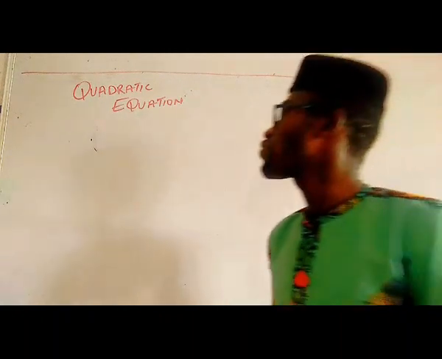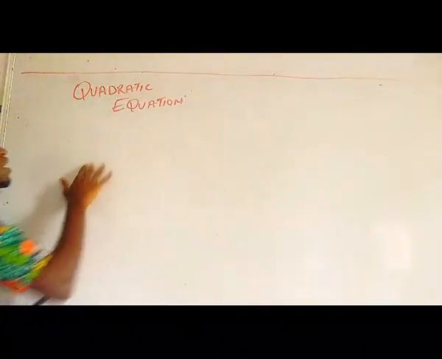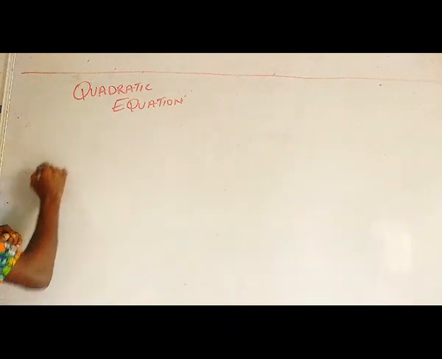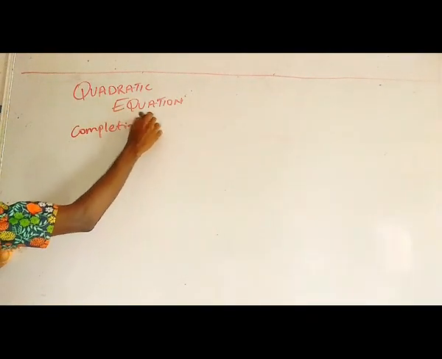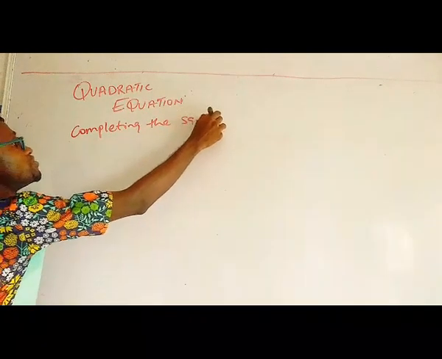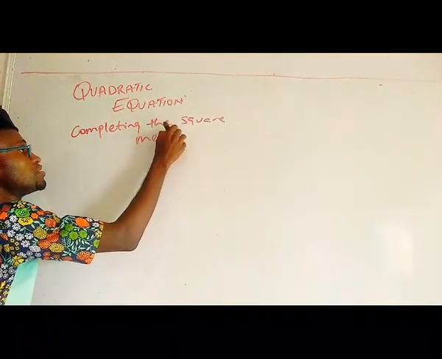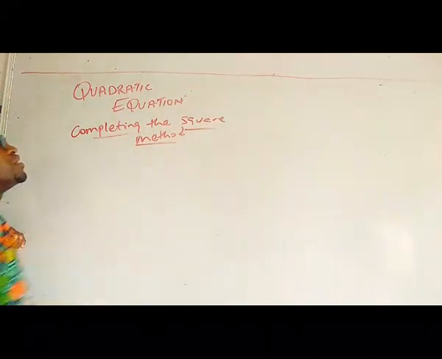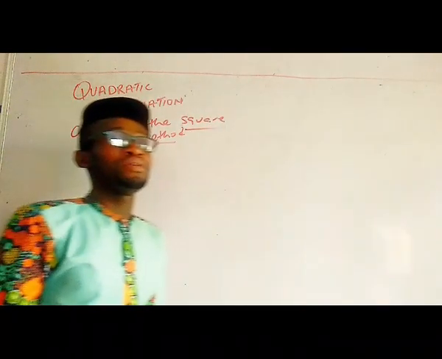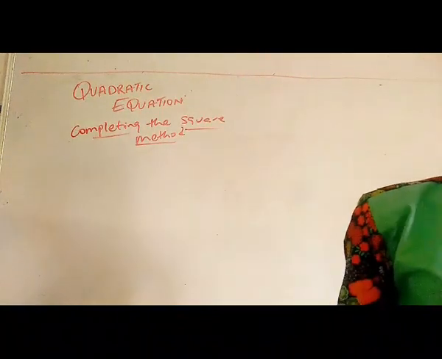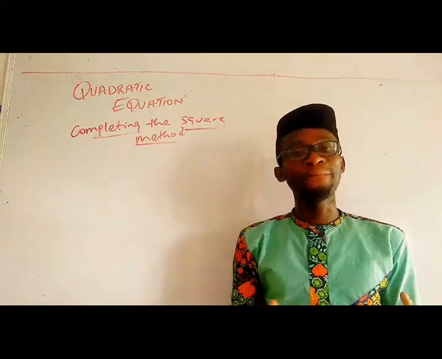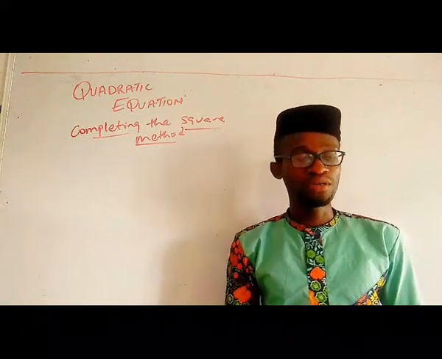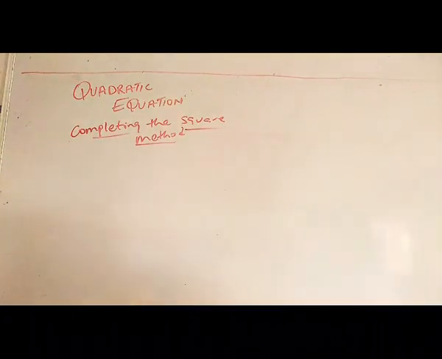So how do we make use of the completing the square method to solve quadratic equations? Now when we talk about the completing the square method, it means that we are trying to complete a square to get a perfect square. What we'll do is that I'll first of all teach us how that process works.